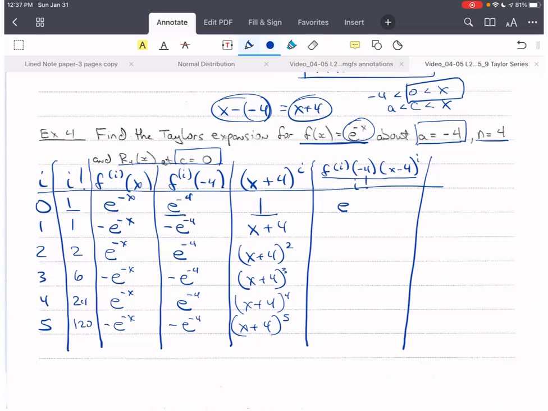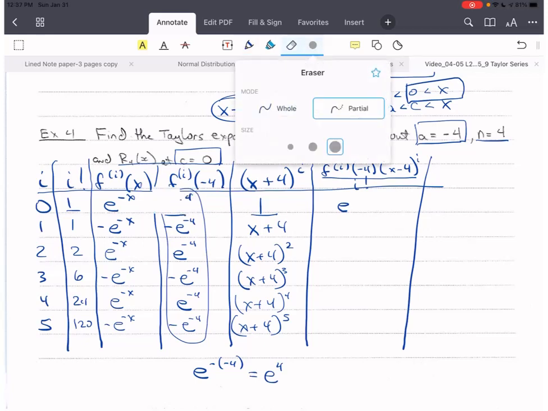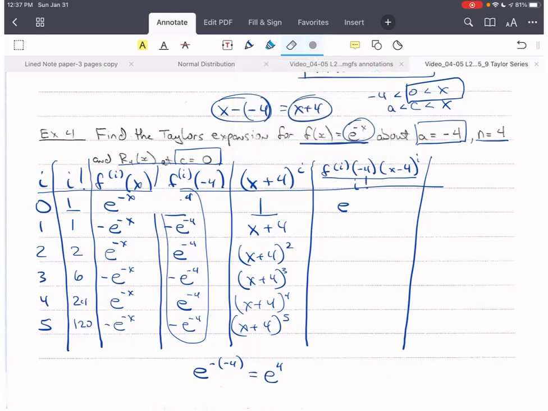Oh, I'm sorry, I did all of these wrong. I forgot to put the negative in there. E to the -4 is going to be e to the 4th. All right, so let me see if I can correct this. They're all going to be positive 4s.